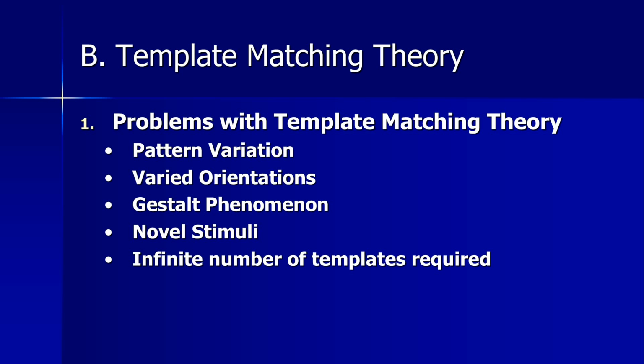Finally, the last couple of problems with template matching theory are dealing with novel stimuli. So not every phone looks alike. Certainly what we recognize now as a phone, somebody from 20 years ago wouldn't recognize as a phone. So we have to be able to figure out how to deal with novel stimuli: somebody's new handwriting you've never seen before, a car model you've never seen before. You're still going to recognize it as a car. And the problem is that an infinite number of templates would then be required.